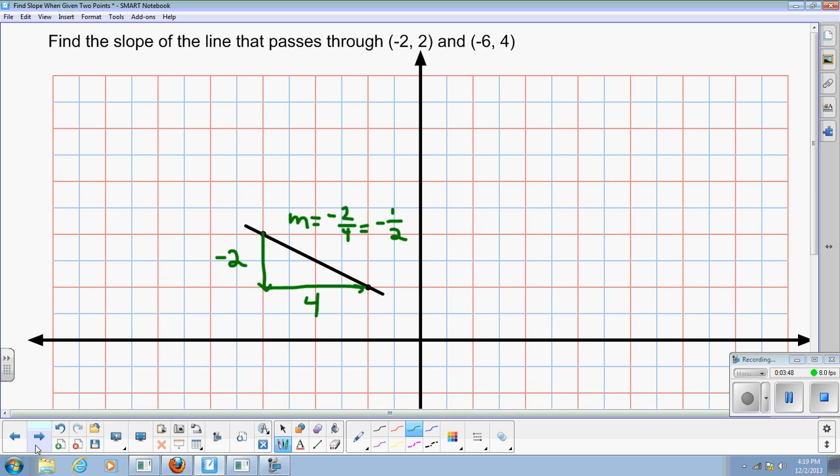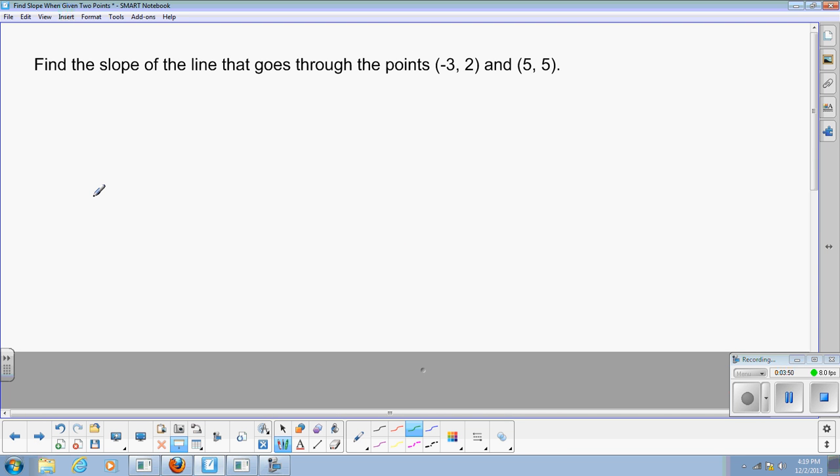Well, we don't always have graph paper, do we? You might be given a problem out of the book, and actually you will be working some problems out of your book, and they won't give you a graph. So you're going to be told this. Find the slope of the line that goes through the points (-3, 2) and (5, 5).